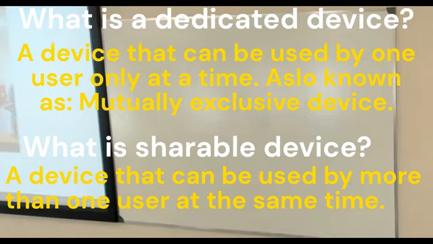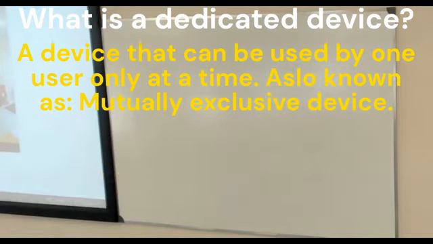If all our devices are shareable, we will never have a deadlock, because that's one of the conditions. What is that condition for a deadlock about devices? If they are mutually exclusive, that means they're dedicated, only used by one user at a time, then that's one of the conditions. Can we get rid of that condition?